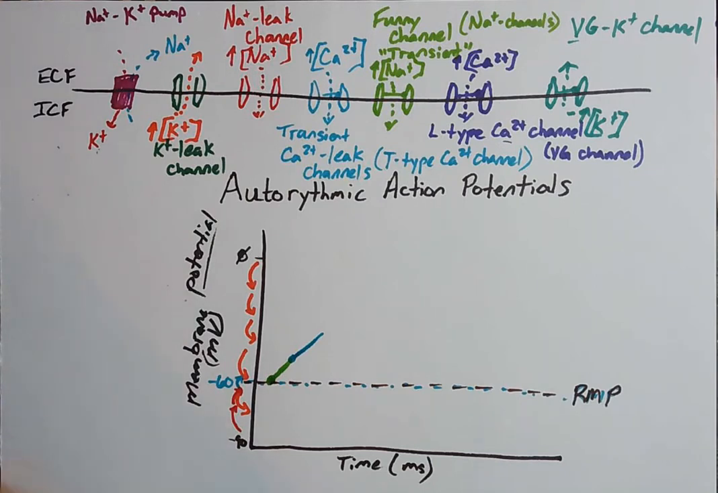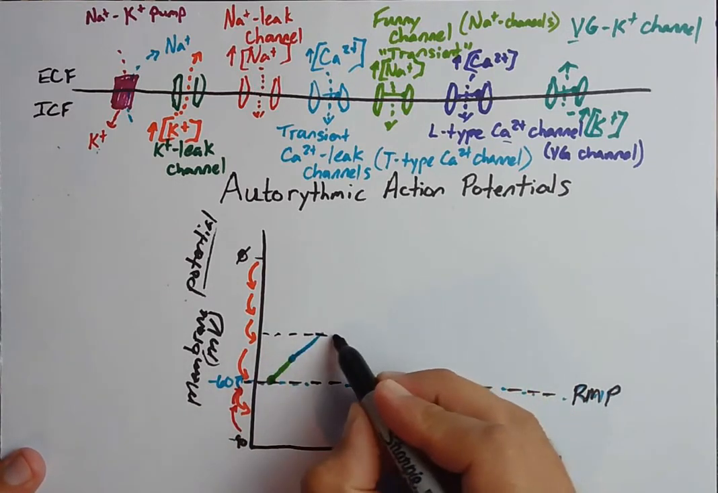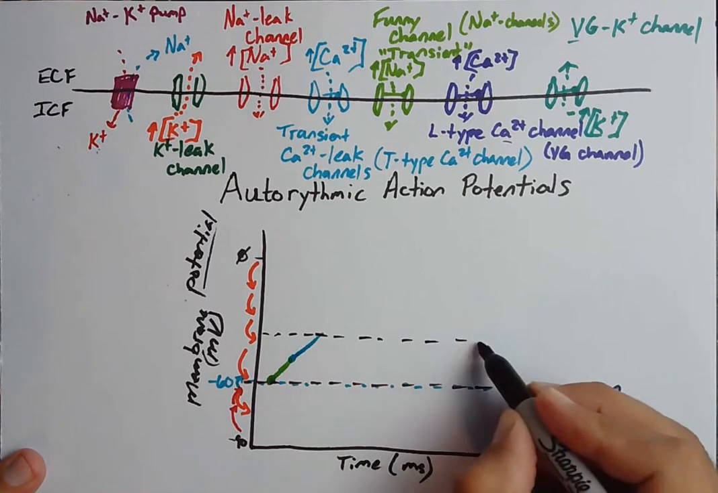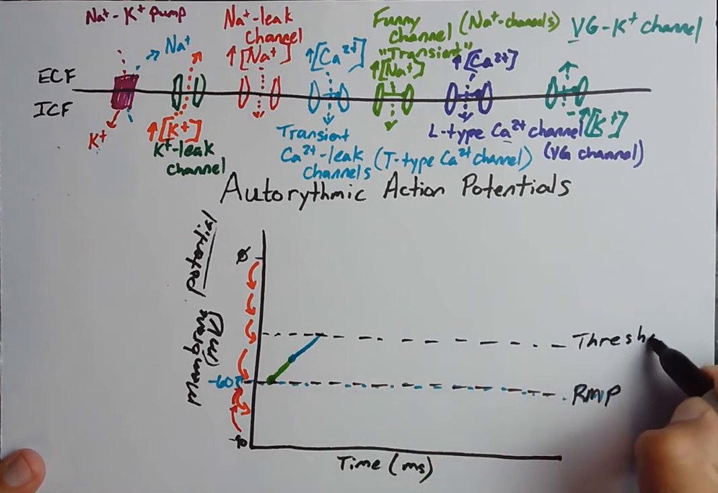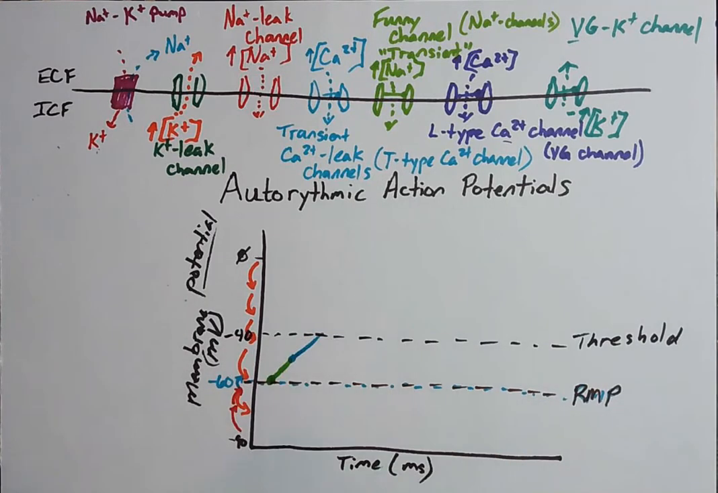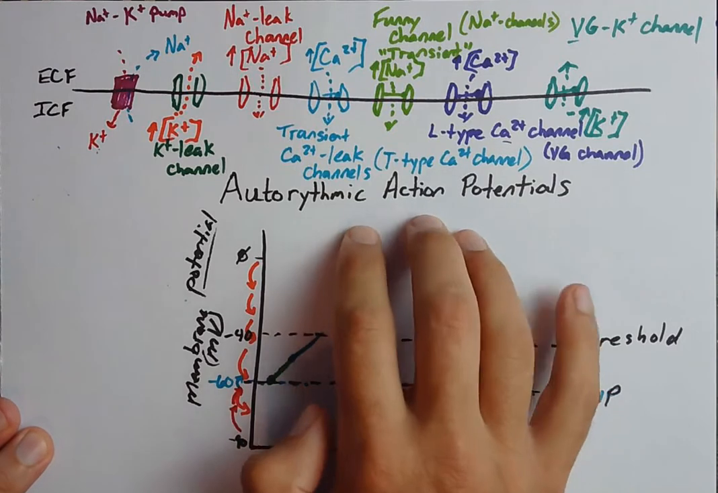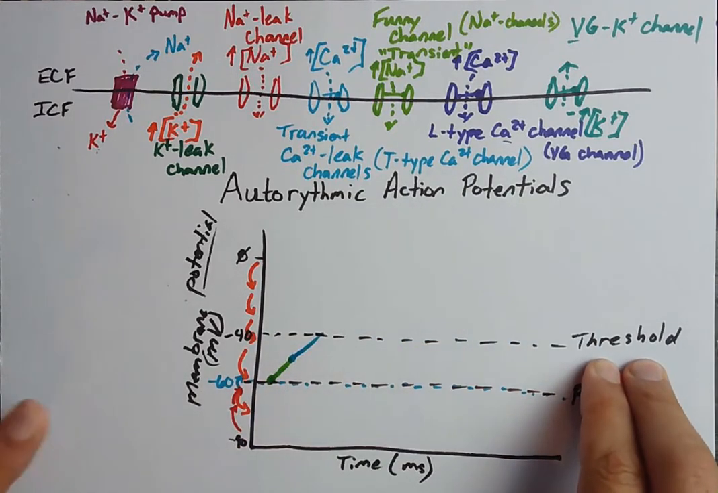What is threshold? Okay. I didn't do a very good job on my scaling on this graph, but that's okay. It's a learning experience. Doesn't need to be perfect. Negative 40 millivolts. If you look in your textbooks, you'll see that the threshold for autorhythmic cells is negative 40, but a lot of people haven't learned what the heck threshold even means.